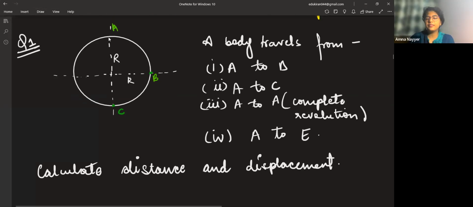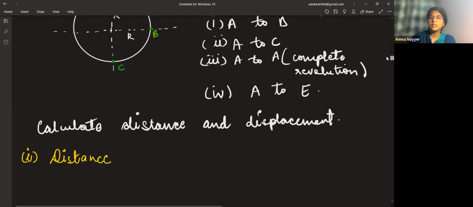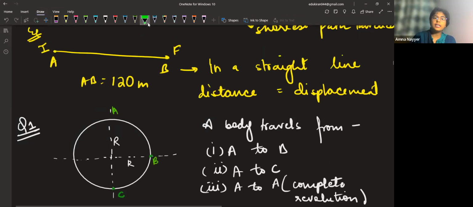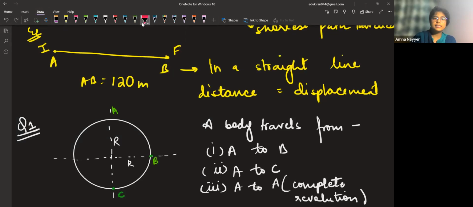Now see class, if the body has started from point A and the body has stopped at point B. Now first, distance. Look, if the body is going from here, then what did I tell you? In distance, we take the entire path that has been covered.